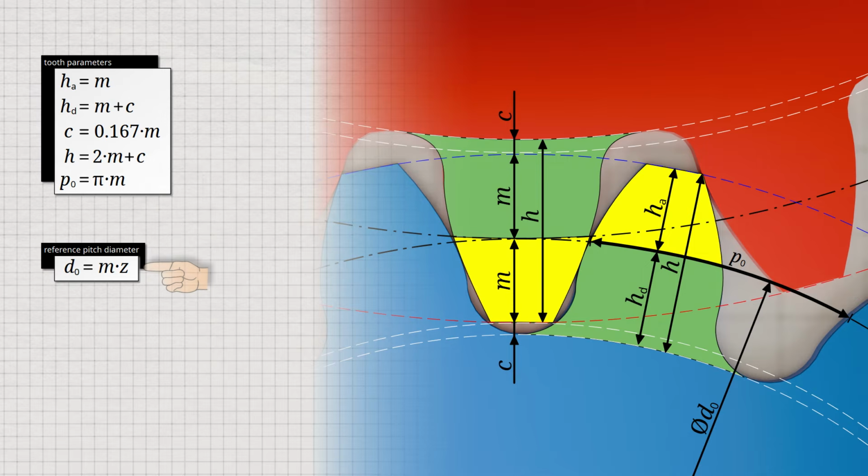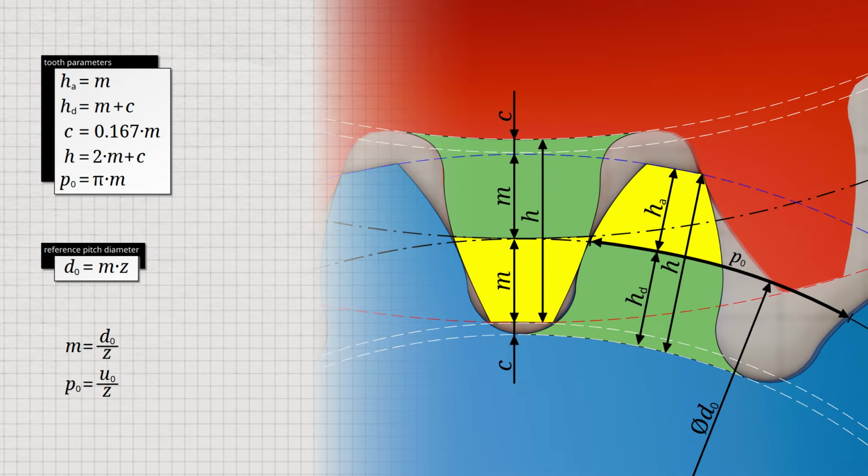Note that reference pitch diameter and module are directly related by the number of teeth. However, both variables have their own meaning for gears. While the module describes the size of a single tooth, the reference pitch diameter describes the size of the entire gear. It should be noted that the module, like the circumferential pitch, basically indicates a pitch.